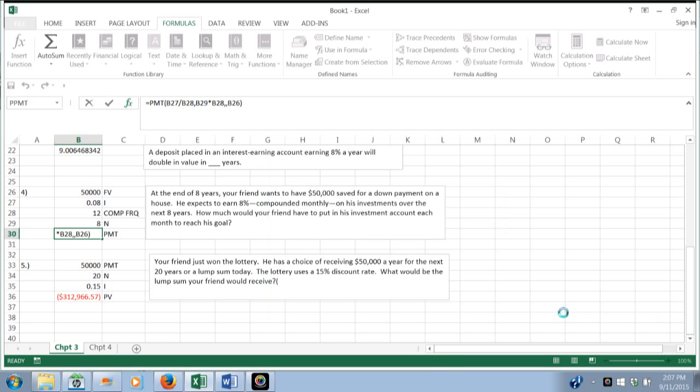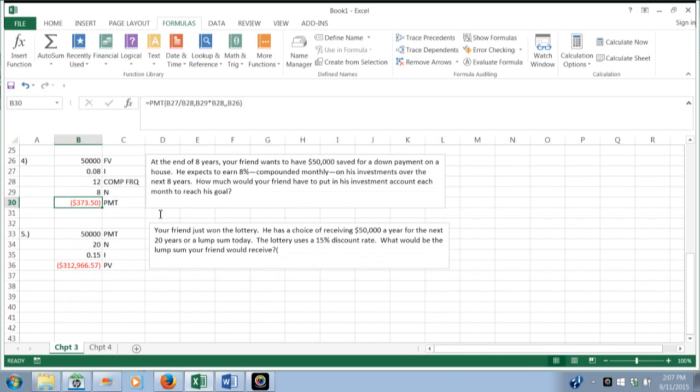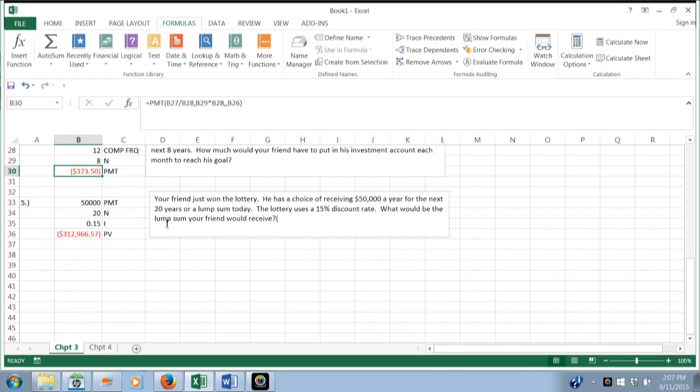So based on that, he's going to have to deposit $373.50. That's going to be going away from him into an account each month in order to get to that $50,000 in 8 years to have that down payment, which is a great idea.